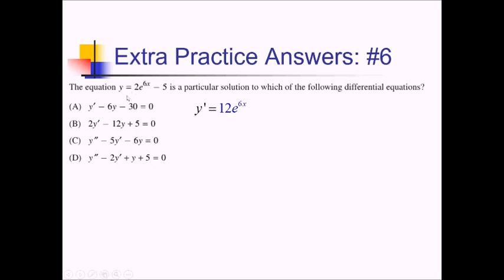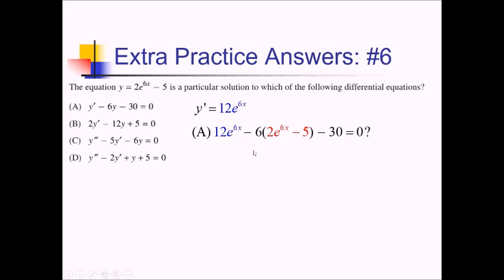So now testing out choice A, let me plug in 12e to the 6x for y prime, and then 2e to the 6x minus 5 for y. So I've got 12e to the 6x right there. And then I'm going to subtract 6 times this 2e to the 6x minus 5 business. I still have a minus 30, and hopefully that all equals 0 when all is said and done.